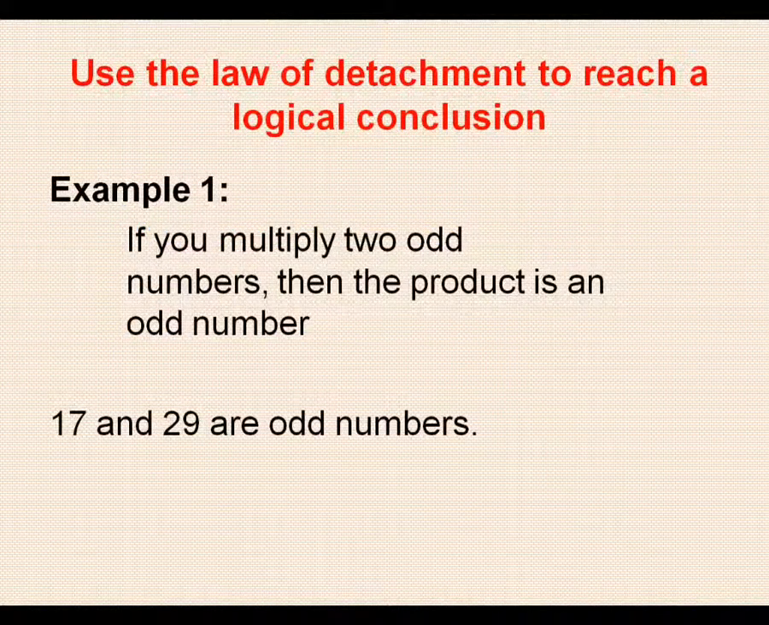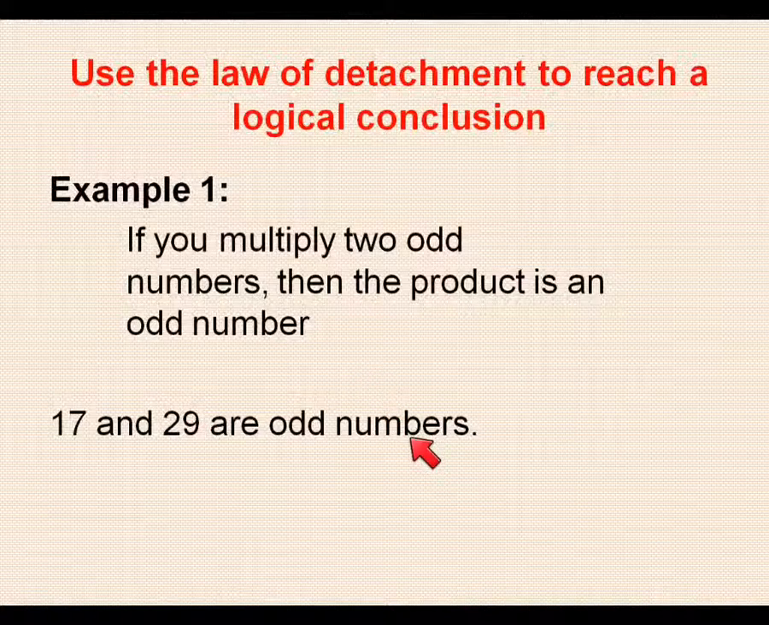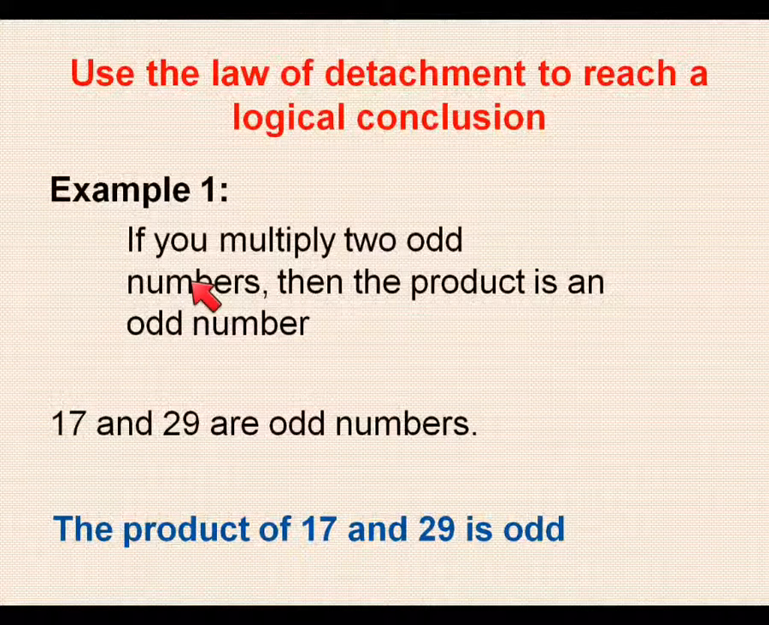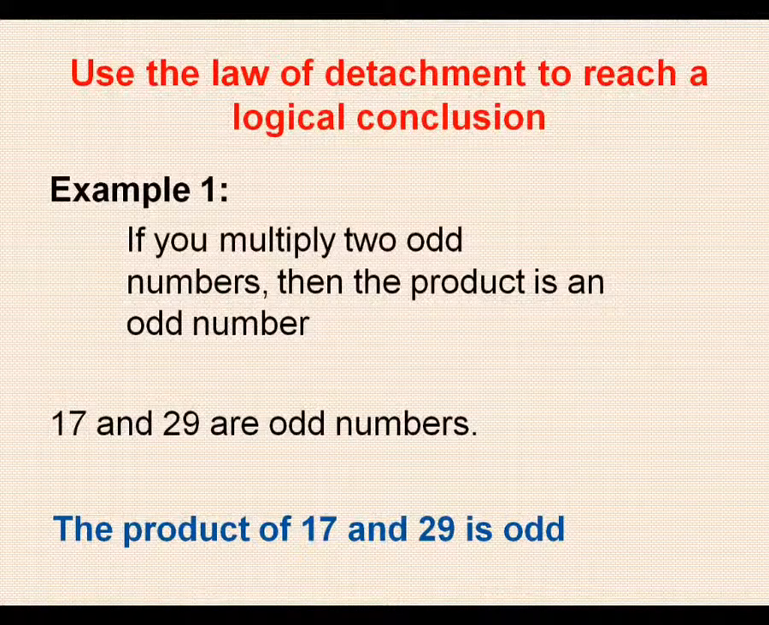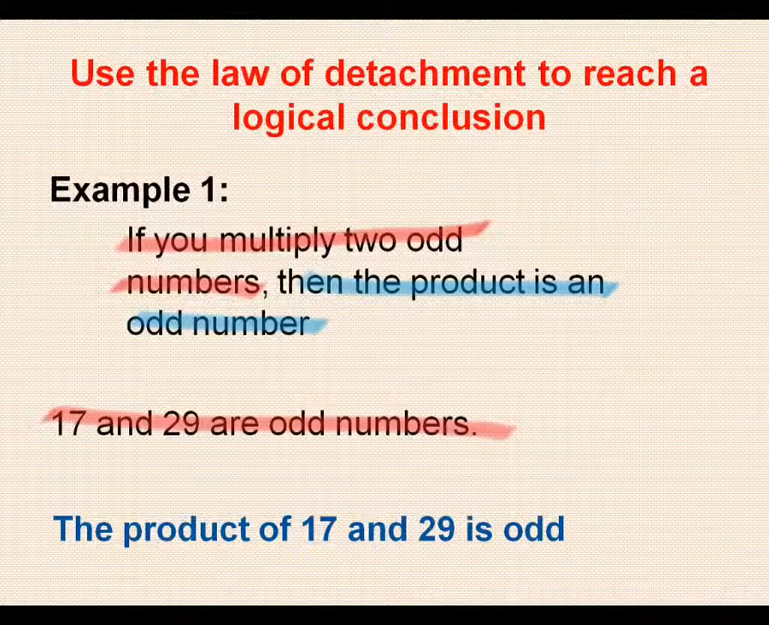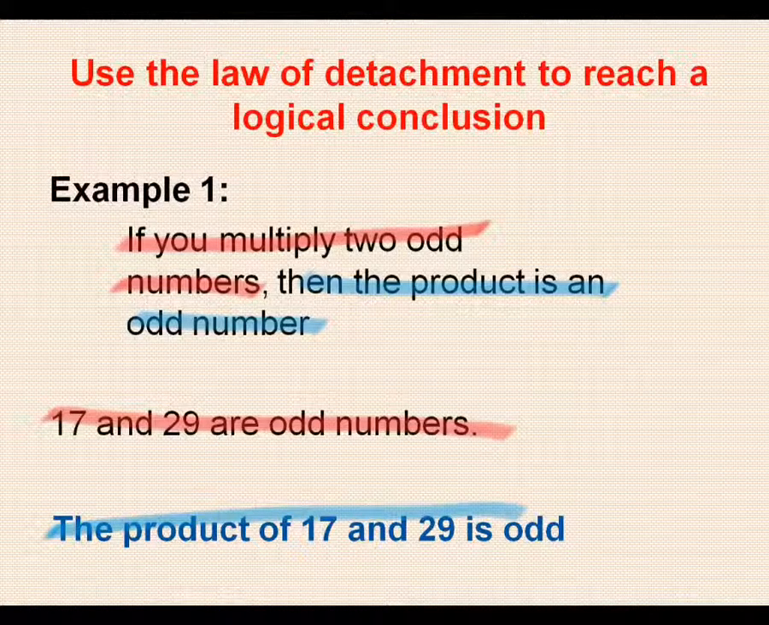For example, the Law of Detachment: if you multiply two odd numbers, then the product is an odd number. 17 and 29 are odd numbers. So what conclusion can I make based on the if P then Q up here? Their product is an odd number. This is an example of the Law of Detachment. If you multiply two odd numbers, then the product is an odd number, that's if P then Q. P is true, 17 and 29 are odd numbers, so Q is true: the product of 17 and 29 is odd. That's called the Law of Detachment. If P then Q, P is true, therefore Q is true. Questions on this one?